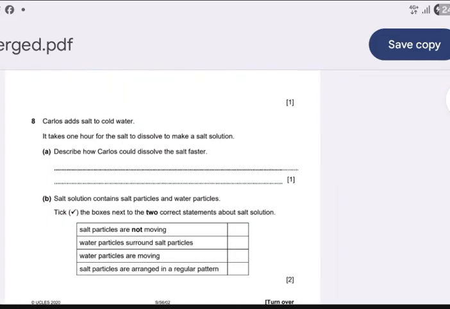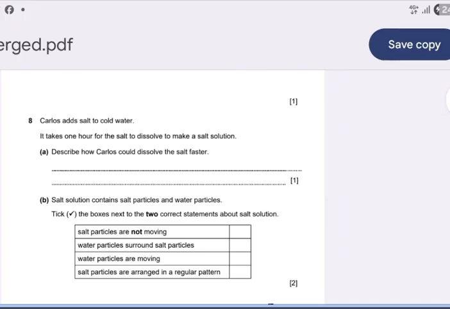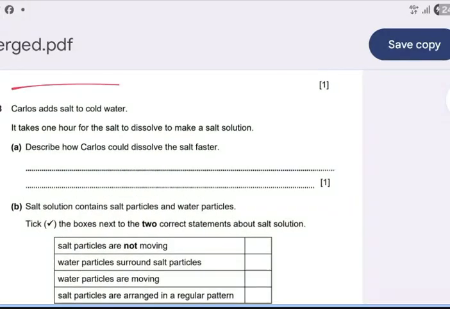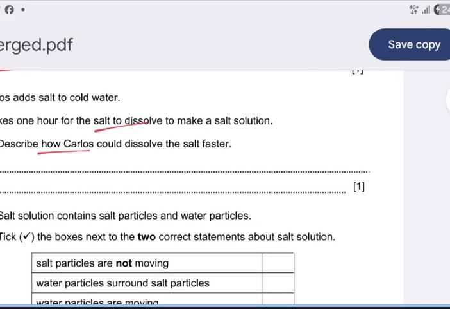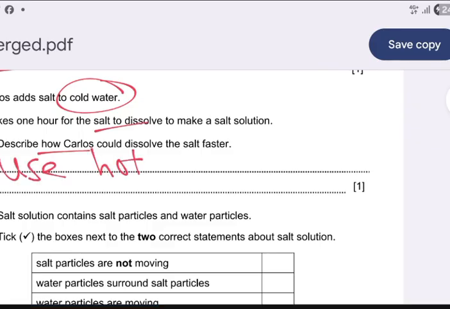Okay, the next question. Also, it's about physical and chemical change, reversible and irreversible. But now Carols adds salt to cold water. It takes 1 hour for the salt to dissolve to make a salt solution. So this is a long time, right? So how could Carols dissolve the salt faster? We will replace the cold water with what? Warm or hot water.